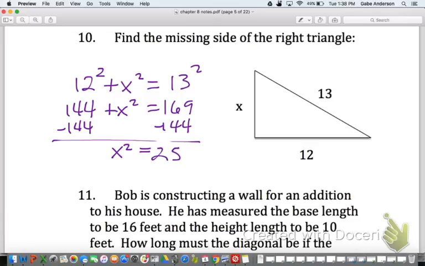They're like, what number squared is 25? However, we're dealing with a triangle, and having a negative side length for a triangle, as we talked about before, makes no sense. And so here I think we would just take the positive side of the square root, and we would say x is equal to positive 5, and we'd have the side lengths of the triangle. Fair enough? Okay.